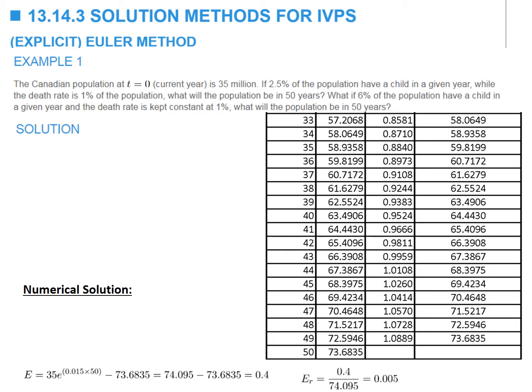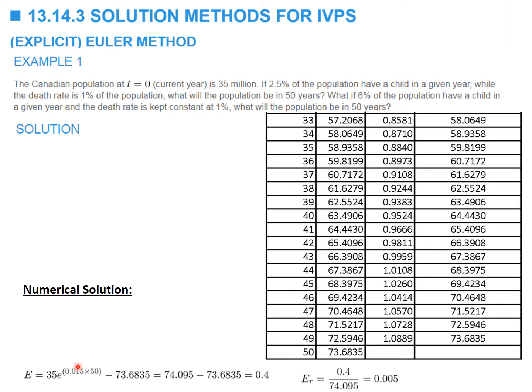The error after 50 years: if we follow this table, we evaluate the population after 50 years. The population after 50 years is given as 73.68. The error is equal to the true value, which is evaluated by finding the exact solution to the differential equation, given by 35 e to the power 0.015 multiplied by 50, minus the numerical value obtained using the explicit Euler method. The difference is 0.4. You can see that the error is actually very, very small, 0.4 million.